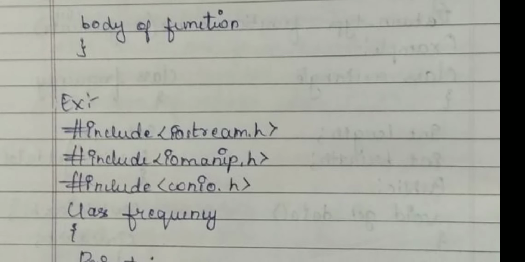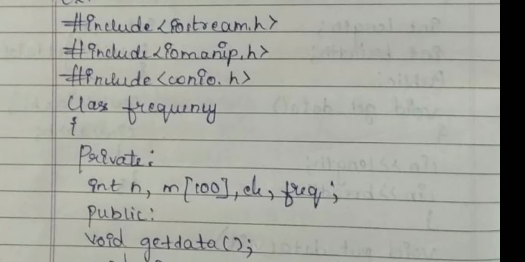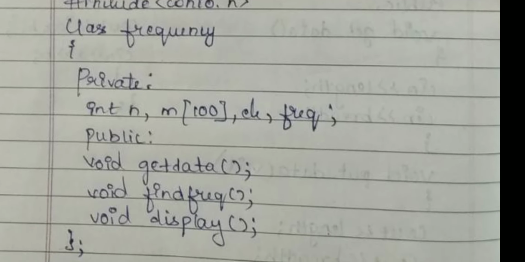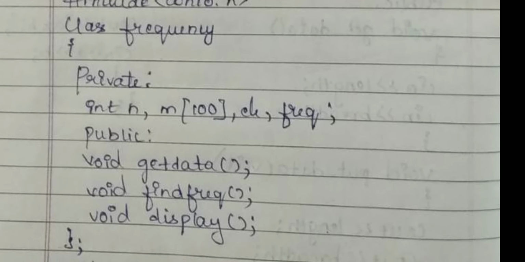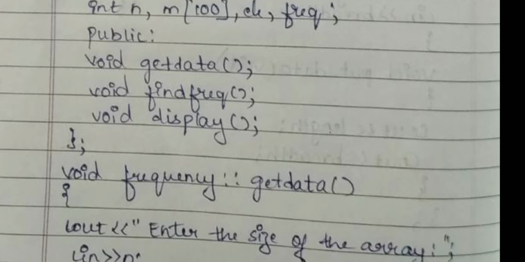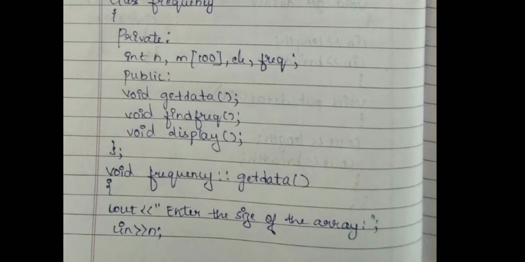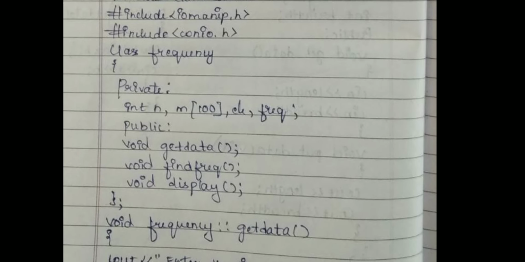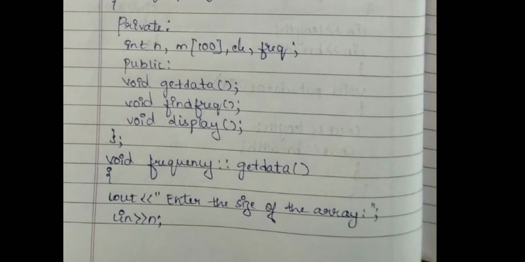Now let us go to the example. First, preprocessor directives are there. Class frequency is there. In private you need not declare int n, m[100], and so on; if you declare one of them, it's enough. After that, public: void getdata, void findfrequency and void display are the three functions. The class body is closed. You can see class frequency is the header. How can you know the body is closed? You can see a semicolon beside that. By that you should understand the class is closed.